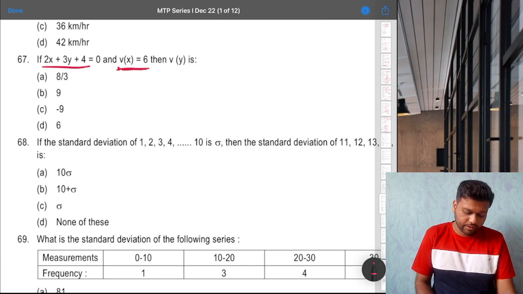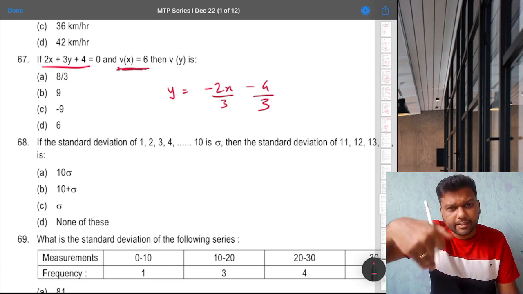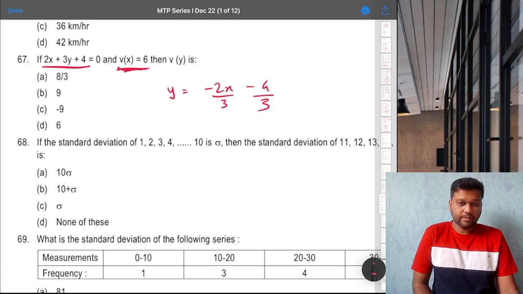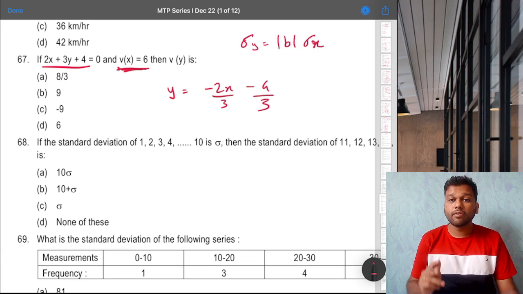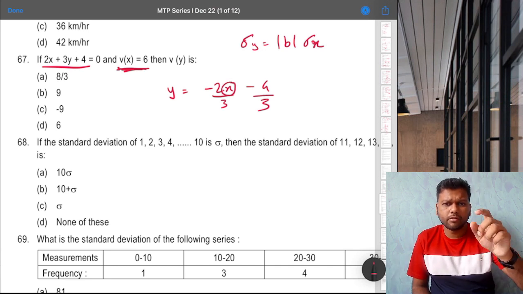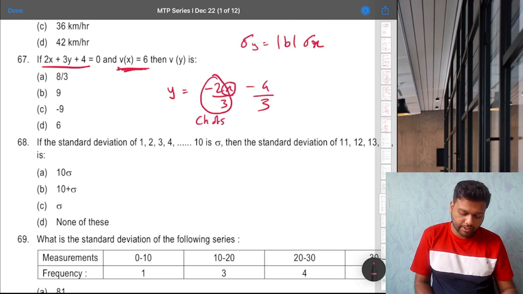So let's rearrange this first. Y will be what? Minus 2x minus 4 divided by 3, right? Just rearrange it. Take 2x and 4 to that side and 3 in the denominator. Fine. Now variance is 6. We know that standard deviation is affected only by change of scale. Okay. Change of scale is what? Multiplication or division. So for x, what are the numbers in multiplication or division? Minus 2 by 3, right? This is the change of scale.